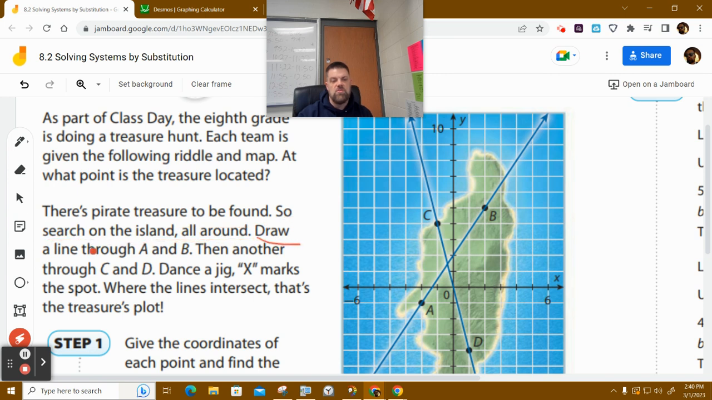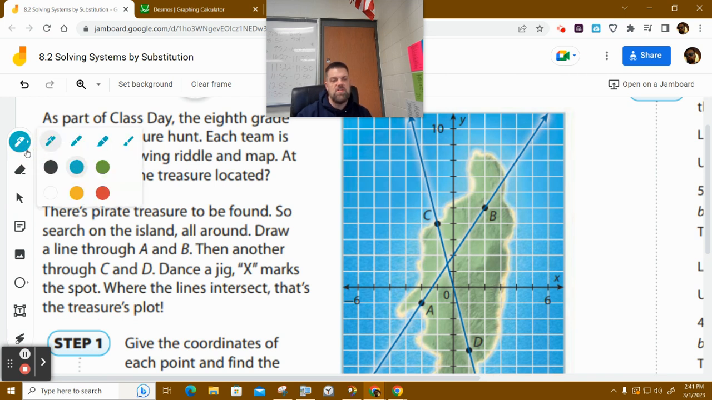That's the riddle. Draw a line through A to B, and then another through C to D. Dance a jig. X marks the spot. Where do the lines intersect, and what's the treasure's plot? So what they want us to do is basically what we've been doing. You have two lines, and this is where the treasure is, right?